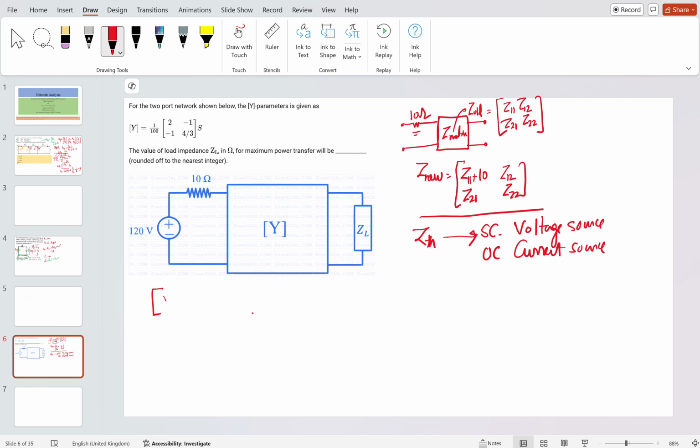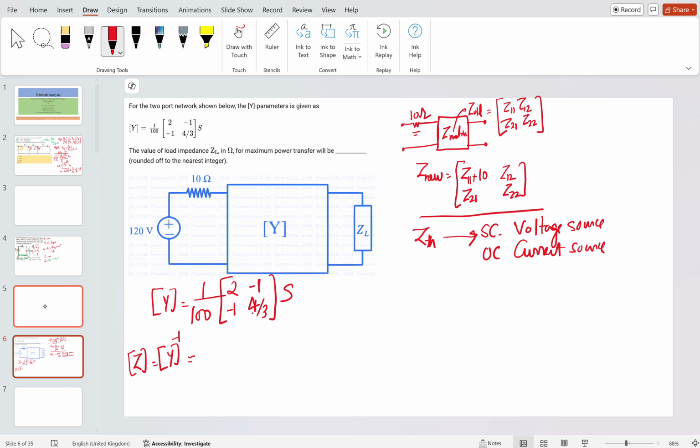So the Y matrix we already have, which is given as 1 by 100 times [2, -1; -1, 4/3] Siemens. We already know that when you add the resistance, the Z new matrix becomes Z11 plus 10. So we know the Y matrix and have to find the Z matrix, which is basically the inverse of the Y matrix. Let's find the inverse of this.